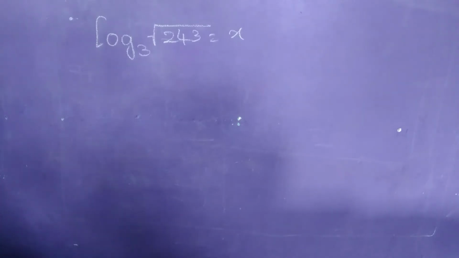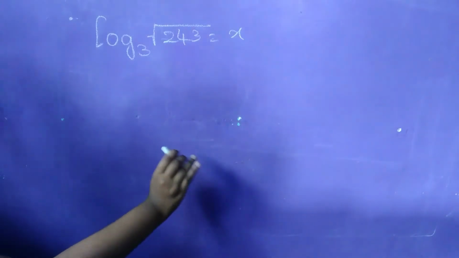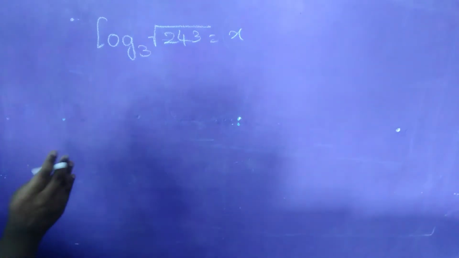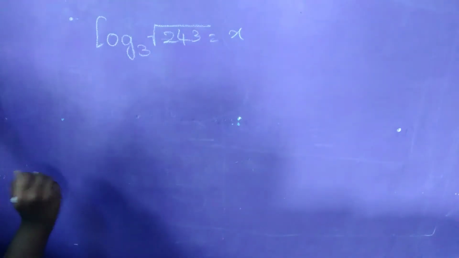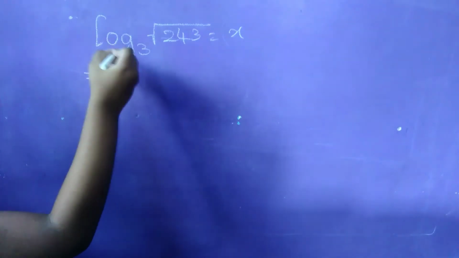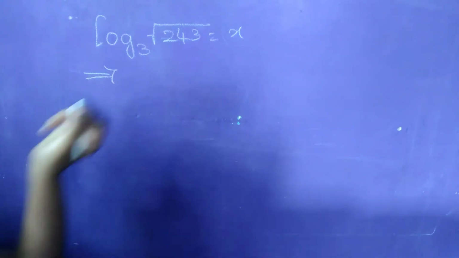We are going to solve a new problem, that is log base 3 root of 243 is equal to x. So here they have given us a log equation and they are asking us to find the value of x. So how to solve this particular equation? First, I am going to tell you how to write this log equation in terms of variables.